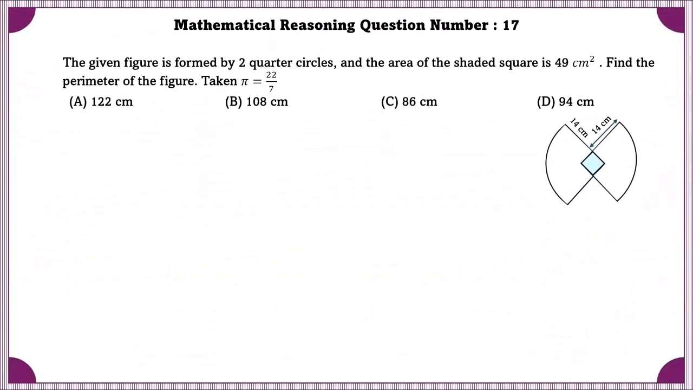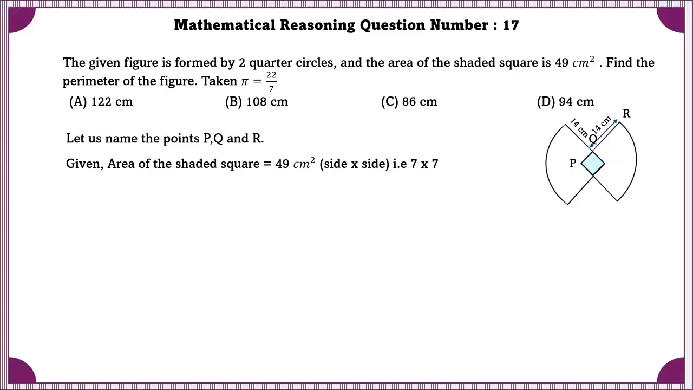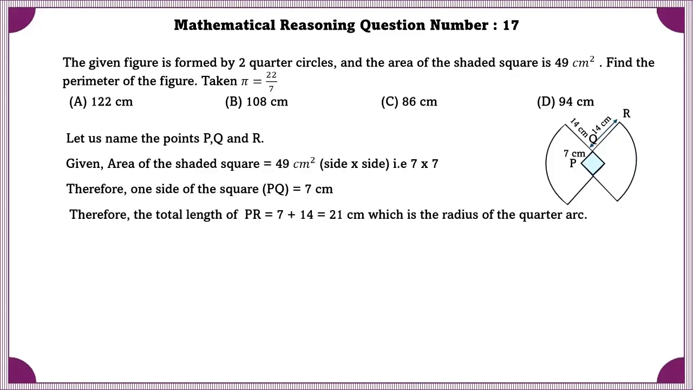Mathematical reasoning question number 17. The given figure is formed by two quarter circles and the area of the shaded square is 49 cm square. Find the perimeter of the given figure and take pi as 22 by 7. Let's name the points P, Q and R. Given area of the shaded square is equal to 49 cm square. So that means the side is equal to 7. Therefore, the total length of PR is equal to 7 plus 14, which is equal to 21 centimeter, which is the radius of the quarter arc.